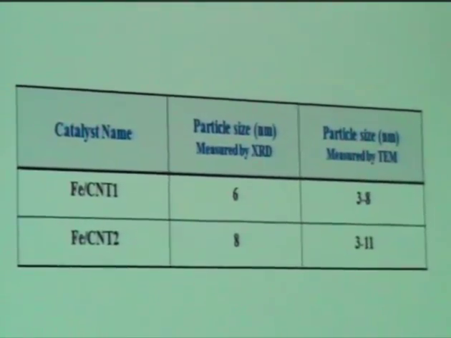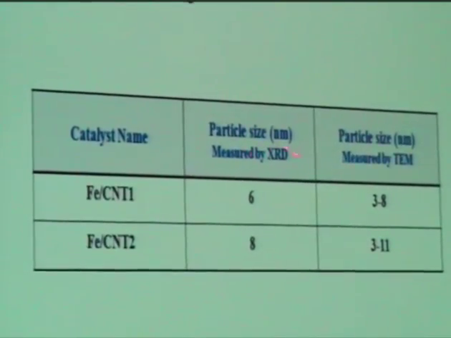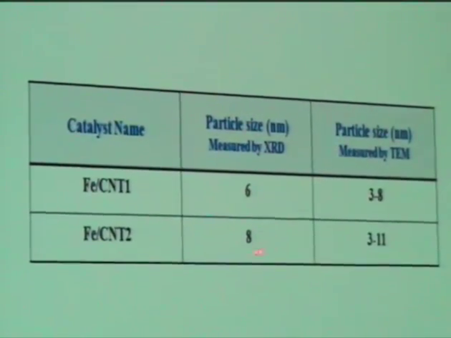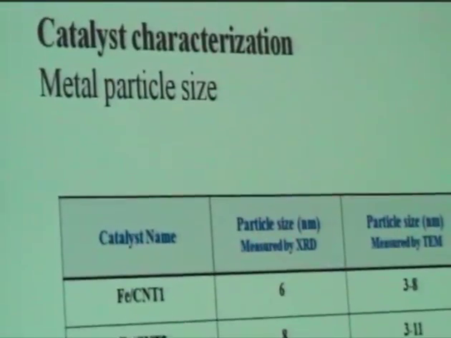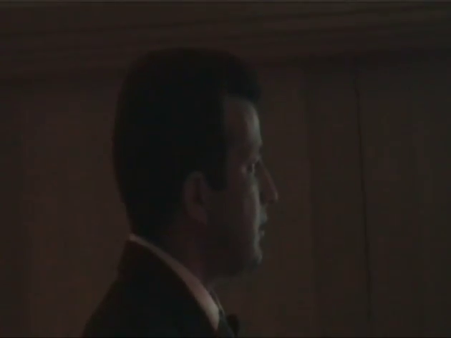We measured the metal particle size for both catalysts. With XRD and the Debye-Scherrer equation, we can see that in the case of CNT2, the particle sizes are slightly bigger than CNT1, and this data was confirmed with the TEM analysis.